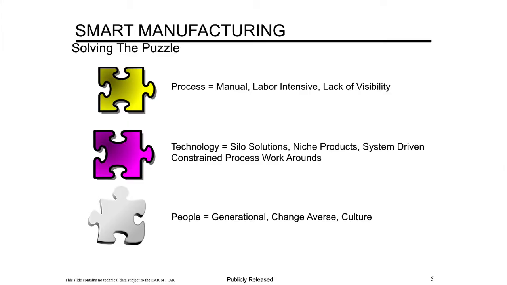When I looked at my process, it's manual. How many have manual processes? I should see lots of hands. Right? It's very labor intensive. How many have processes that are very labor intensive that require lots of manual operator input or interaction? I should see lots of hands, because that's where we are today, right?